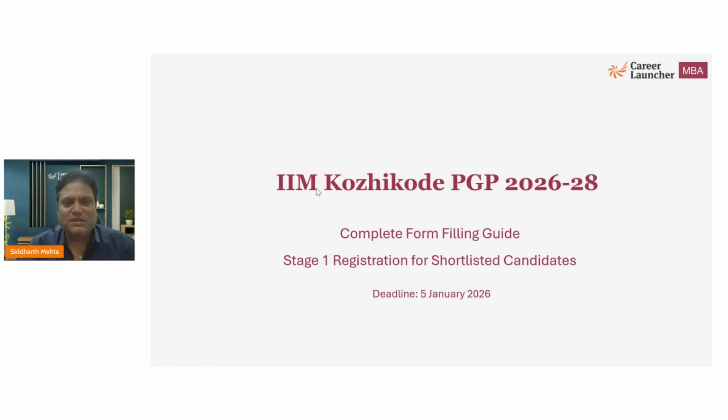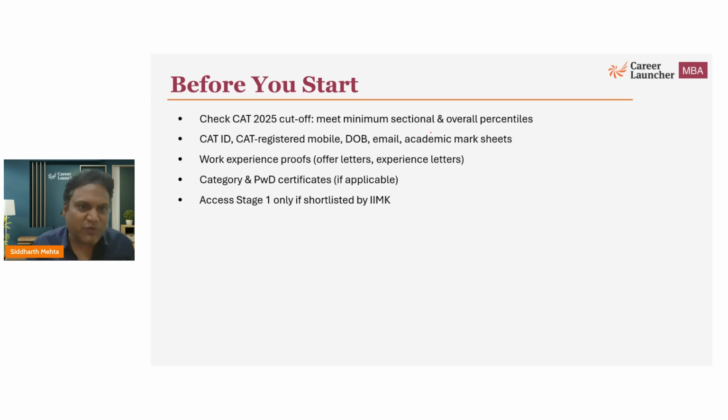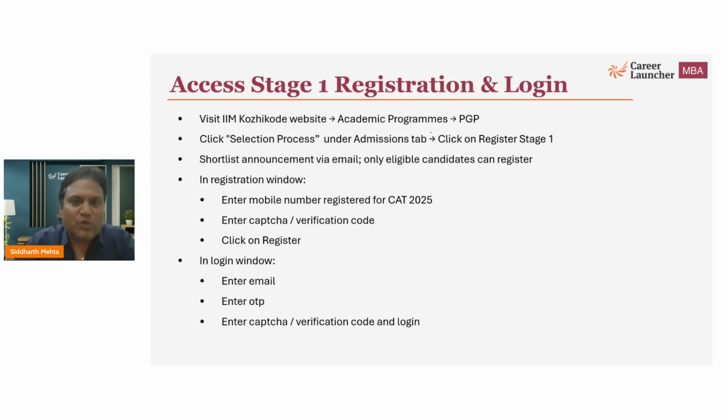The other things are pretty much straightforward, but nevertheless, let us quickly revisit and then we will go to the main part. So before you start, I'm sure that you would have done all these things. Check the cutoff, the sectional and overall percentiles. You must be having your CAT ID ready with you, and everything ready with you. And then once you visit the IIM Kozhikode website, those who have got the calls for the stage one have also received an email. So check your email. I'm sure you would have done that. Visit the IIM Kozhikode website, select the academic programs, and then proceed.